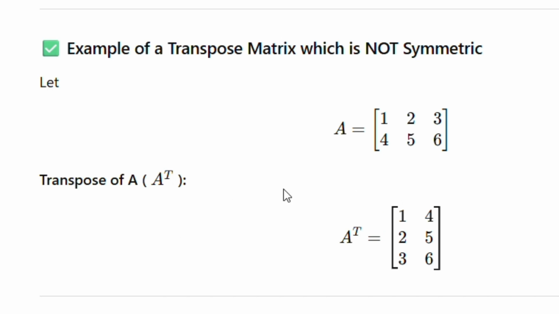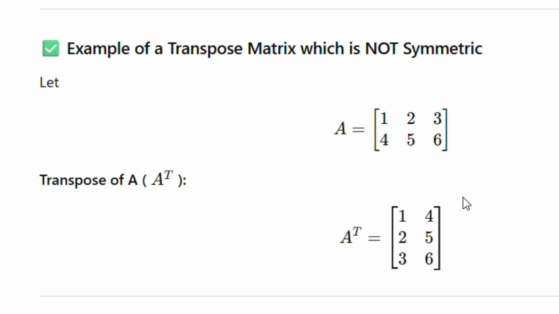The transpose of a matrix: this is the original matrix, and this is the transpose of the matrix. Each row is converted to a column. The first row, 1, 2, 3, is converted to the first column. The second row, 4, 5, 6, is converted to the second column. Now this is the original matrix and this is the transpose matrix. If both are equal, then this is a symmetric matrix.